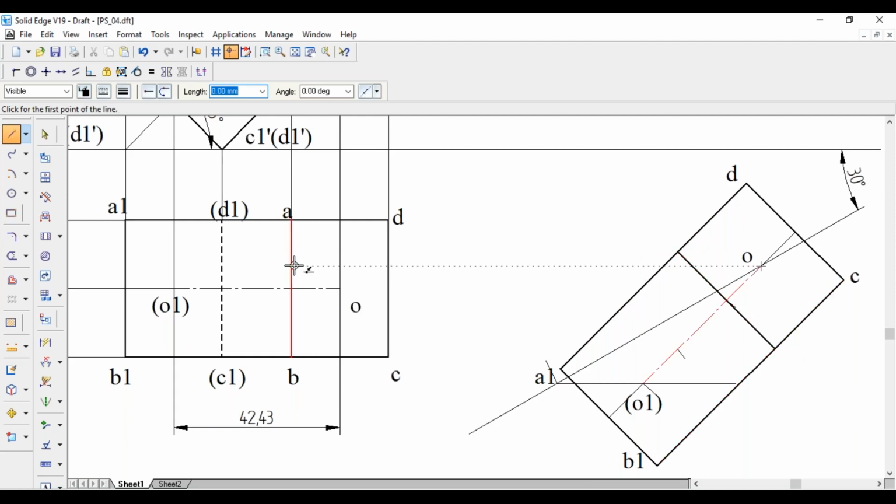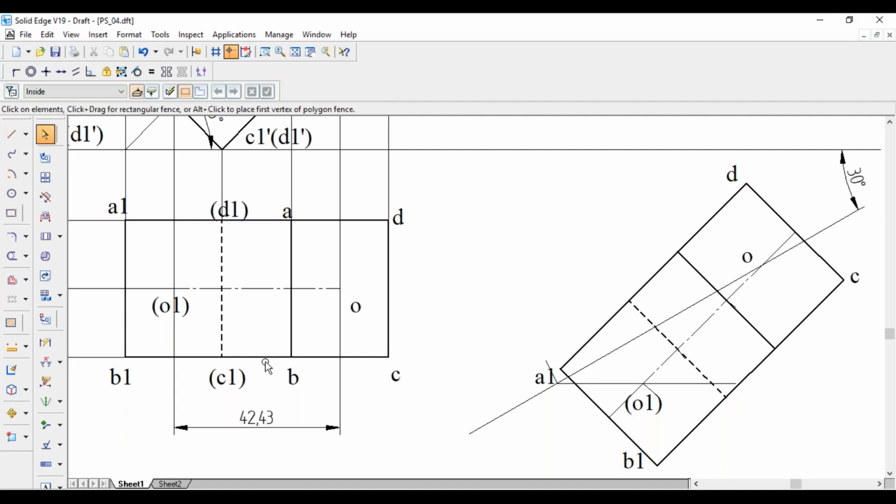So C1 D1, it is a dotted line. From this center point, draw a line perpendicular to O1 for a length of 17.5. Similarly, in the downward direction, 17.5. So this is in the bracket C1, in the bracket D1, B, and this one is A.